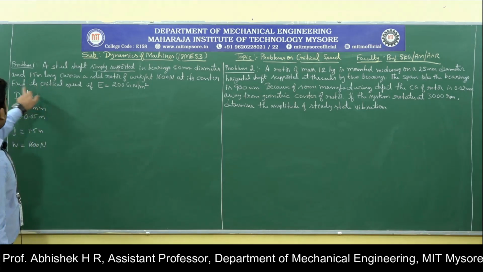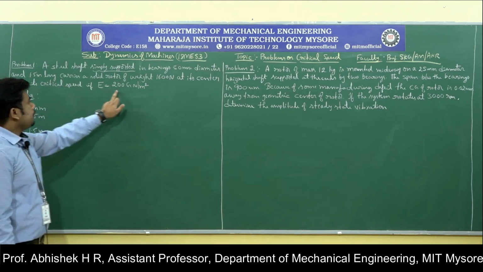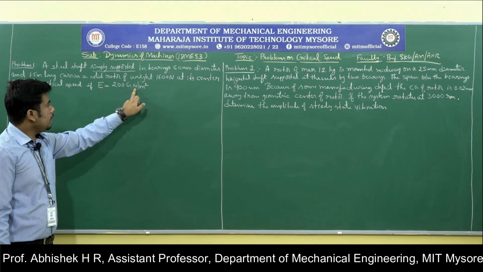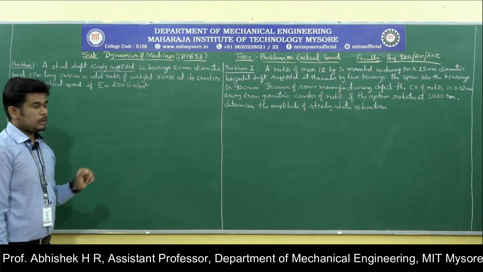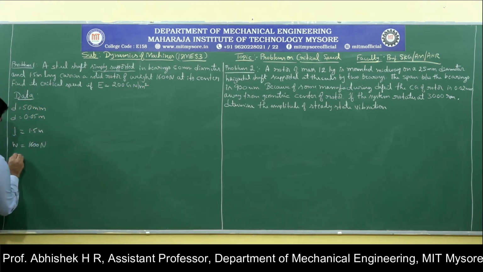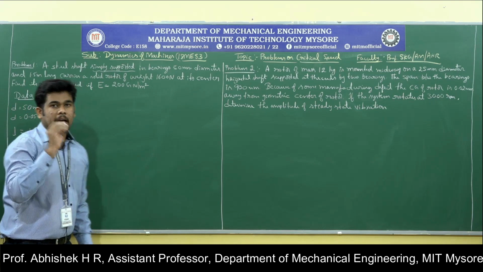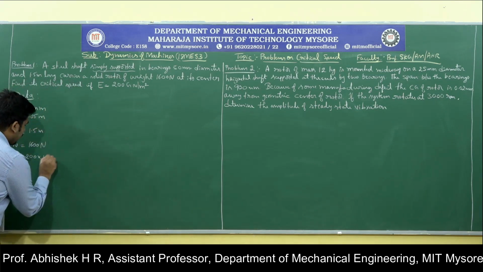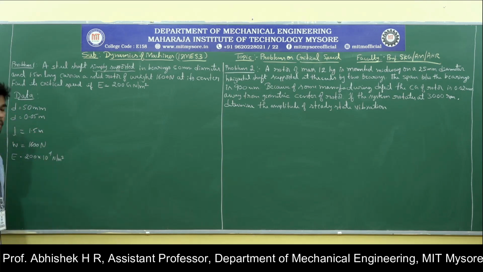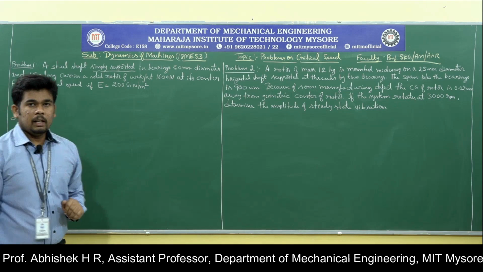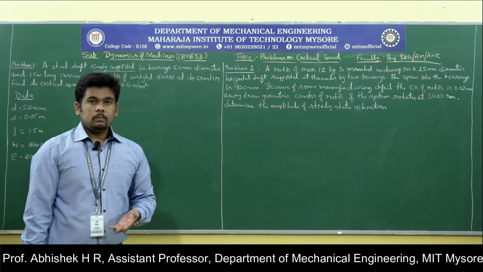And find its critical speed if E is 200 giganewton per meter square. E is given as 200 giga, which means 10 to the power of 9 Newton per meter square. Now we need to find out the critical speed.